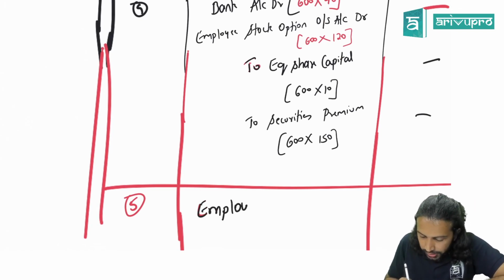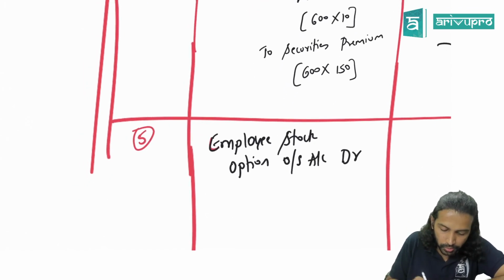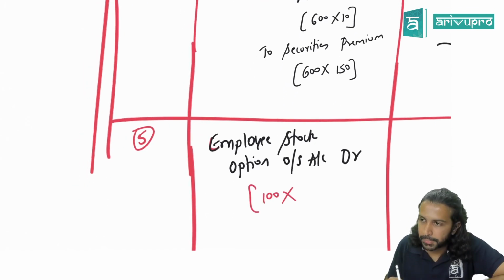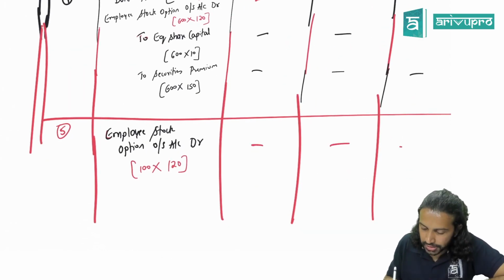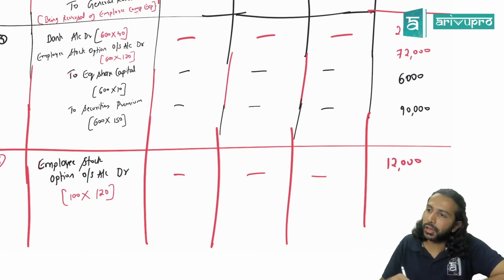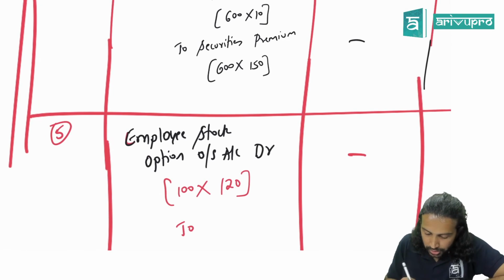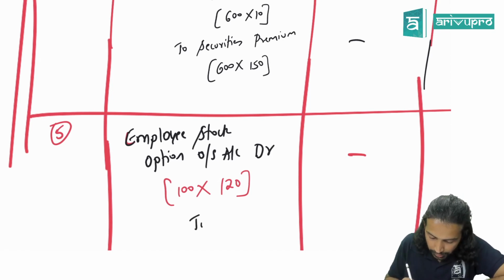Debit. So the journal entry is employee stock option outstanding account debit. If you want the calculation, 100 options more got lapsed. On one option, the loss is 120. Which year will you pass it in? First year, second year, third year or fourth year? Fourth year. You will debit employee stock option outstanding by 12,000. Where will you transfer all this balance? In reversal, where did you transfer? To general reserve. So write that to general reserve. Reversal will happen always through the general reserve.